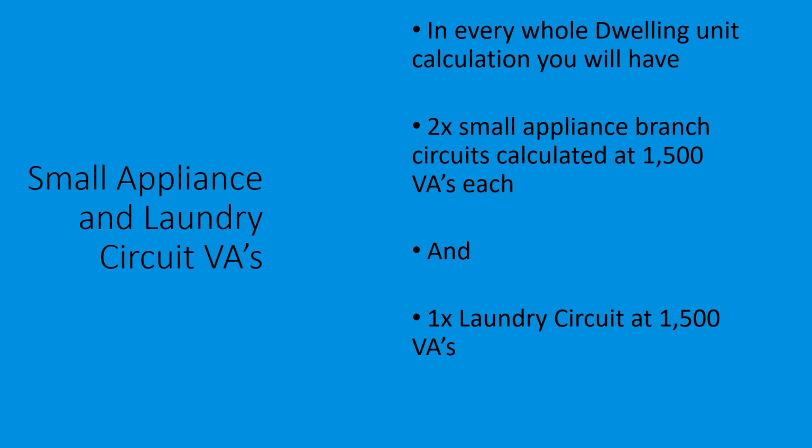But every load calculation, you're going to have a minimum of 2 small appliance branch circuits, and a minimum of 1 laundry circuit. Now, if they give you a load calculation question that says you have 4 small appliance kitchen circuits, you're going to add 1,500 VAs for each one. But typically, all we usually have to add is the total of 4,500 VAs. And we're going to work through that now.